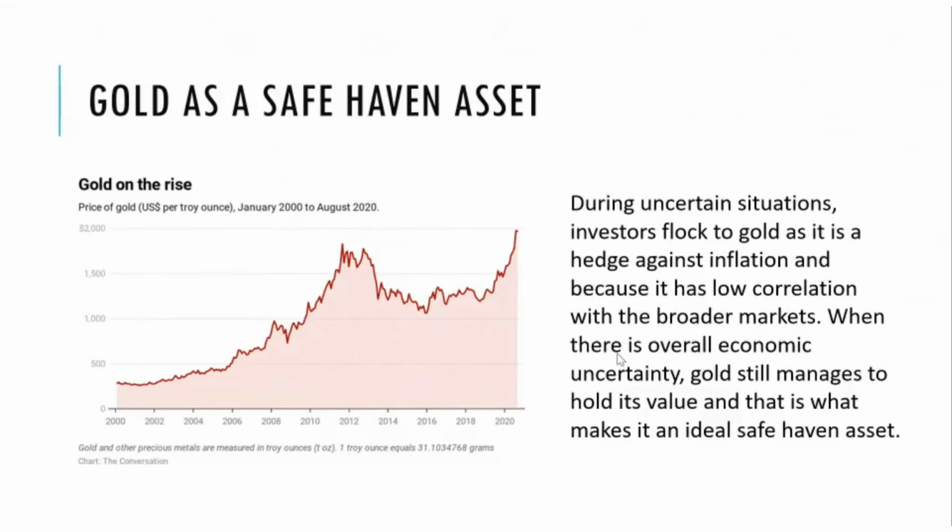So after that, gold has remained steady, but again we can see that in 2020 there has been a sharp increase. So when there is overall economic uncertainty like that of the financial crisis in 2008, or when it came to the twin towers blast, which had a lot of political uncertainty, gold still manages to hold its value, and that is why it makes it a safe haven asset, and therefore resulting in an increase in the price.